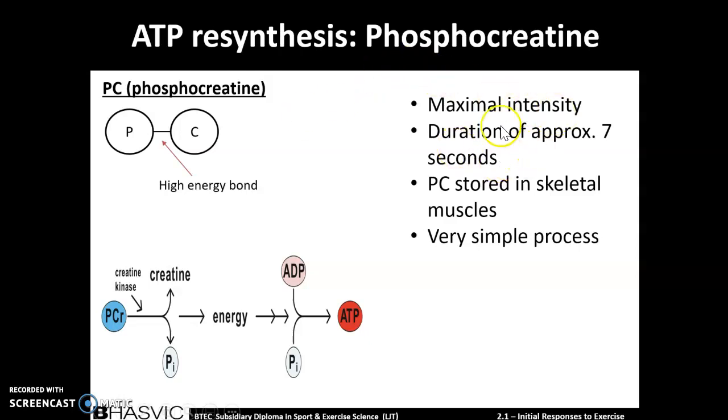Phosphocreatine is used in maximal intensity, as it's the most readily available and the quickest and simplest process. However, there's only a short amount of it, only 7 seconds, and as it's shown, it was stored in the skeletal muscles, specifically the muscle sarcoplasm.